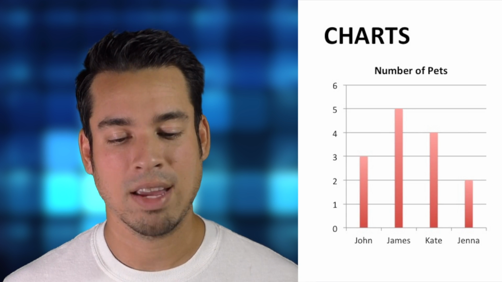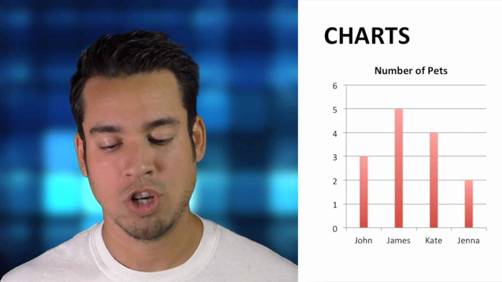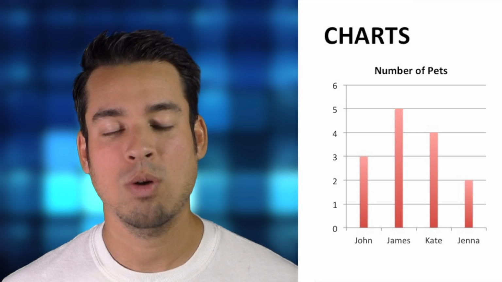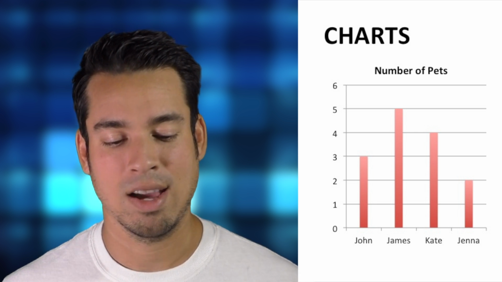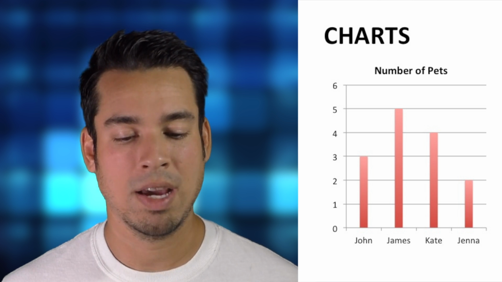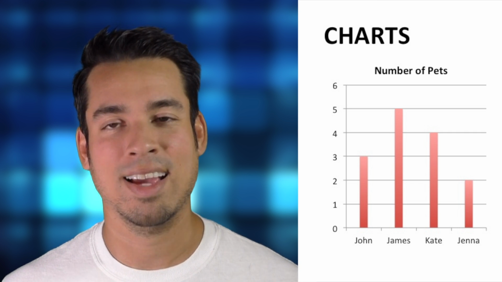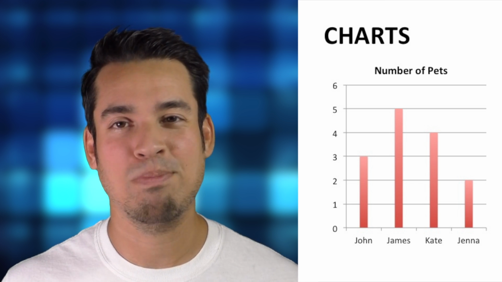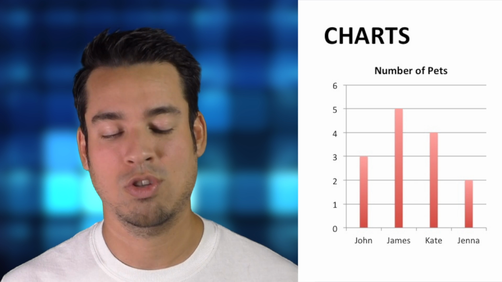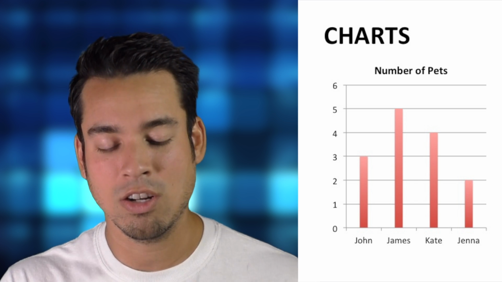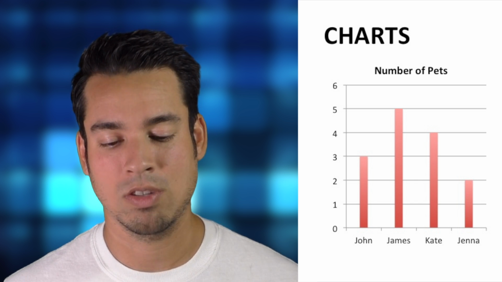Finally, we're going to talk about two different types of charts. Here we have a chart with 4 different people: John, James, Kate, and Jenna. This chart relates to the number of pets that they own. John owns 3 pets, James owns 5 pets, Kate owns 4 pets, and Jenna owns 2 pets. So a question like this might ask you to calculate the total number of pets owned by everybody, the mean number of pets owned by each person, and so on. You just have to understand what type of information is being conveyed and how to interpret it.